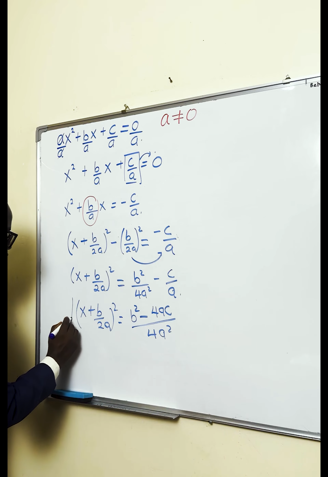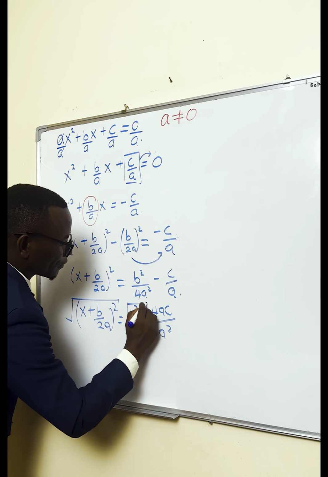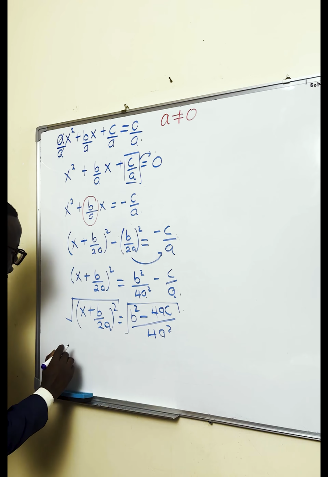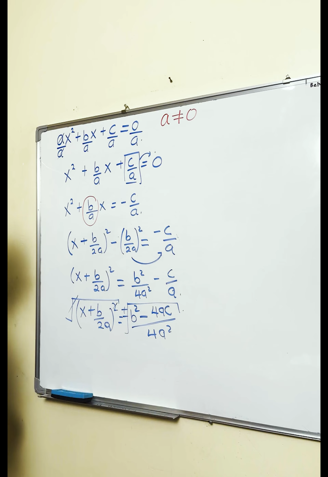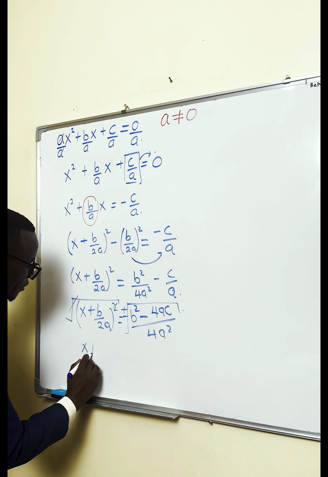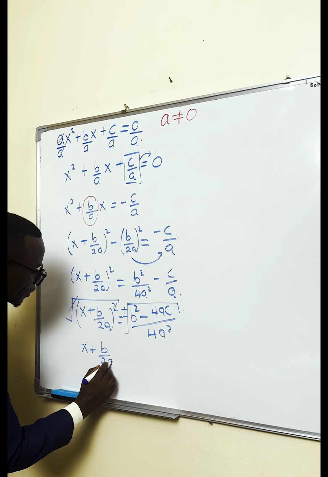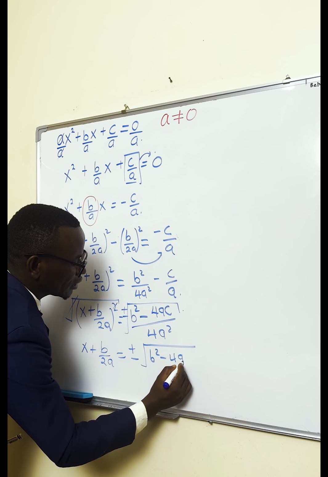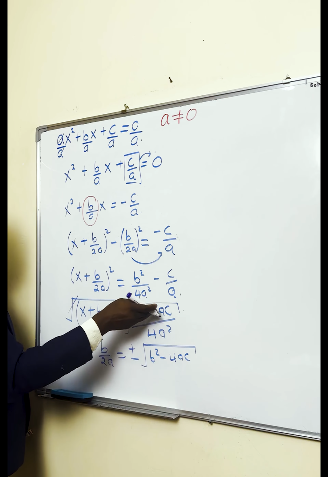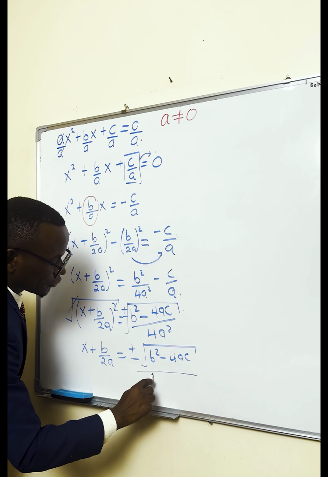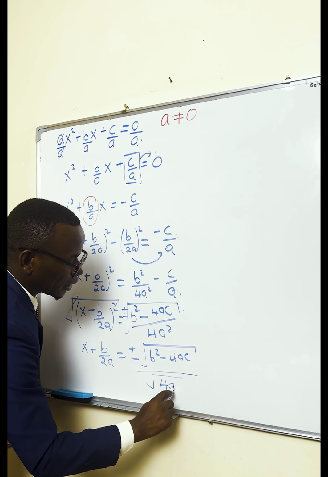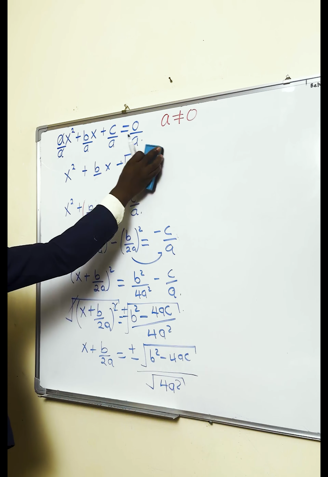Now, I'm going to take roots on both sides. The moment I take roots on both sides, this one is going to be plus or minus. So these two will cancel with that root. So we shall be left with x plus b out of 2a, everything is equal to plus or minus the root of b squared minus 4ac. Now I'm going to give the numerator a root and even the denominator. So that is out of the root of 4a squared. Are we there?